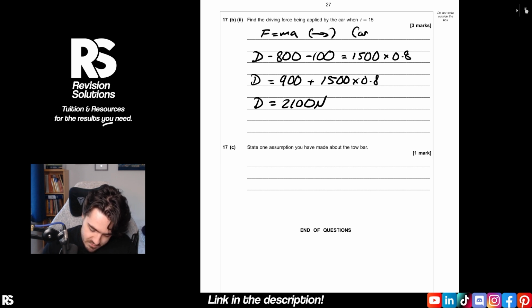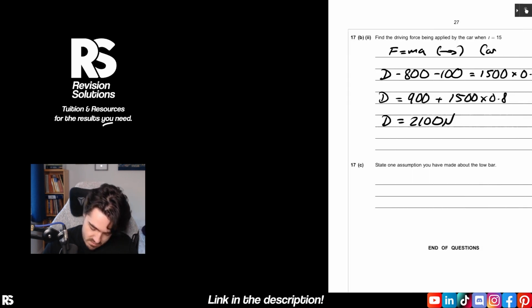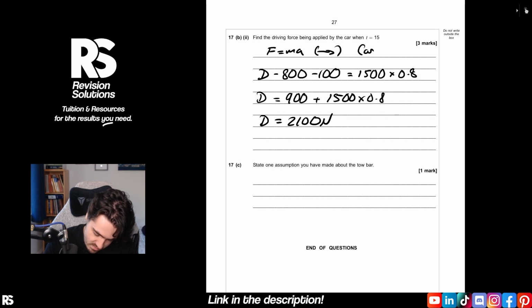State one assumption you have made about the tow bar. So I mentioned that earlier, actually. If the acceleration is going to be the same for the car and the caravan, it must be an inextensible bar. So that will be our assumption. The tow bar is inextensible.